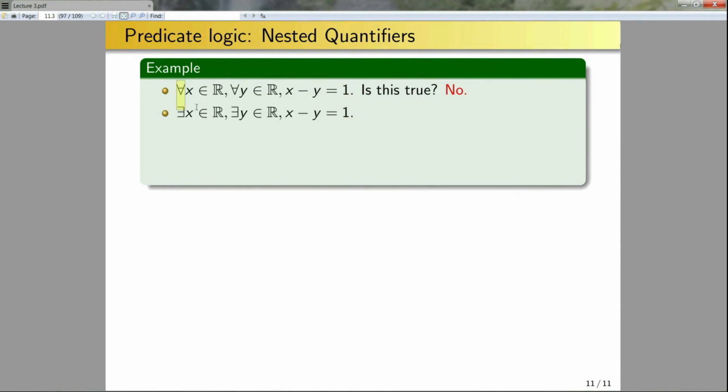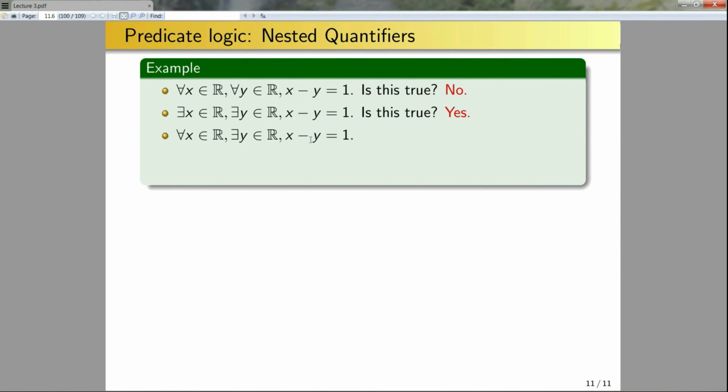So next I can say there exists an x in R, and there exists a y in the real numbers, such that x minus y is equal to 1. So is this true? So pause the video and think about it a little bit. So yes, this is true. I could pick x is equal to 1 and y is equal to 0, for example.